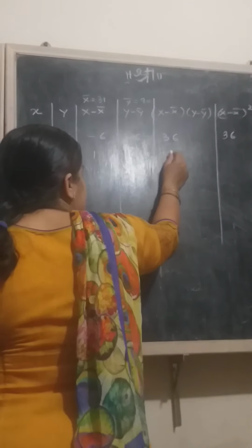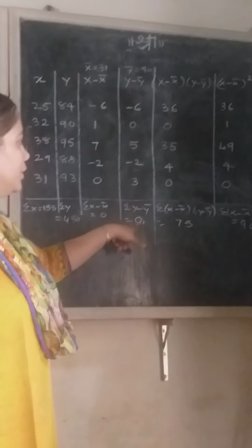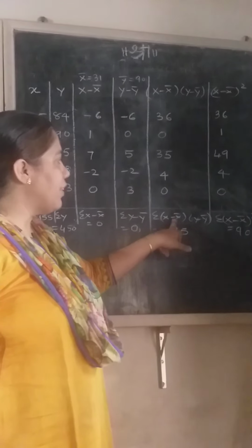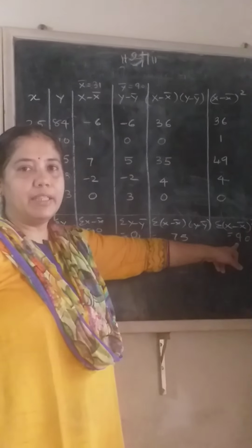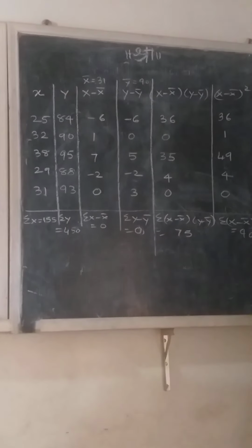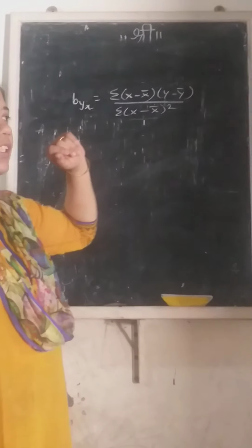Now we have completed this table of the regression coefficient. So as you can see these values, summation x comes out to be 155, summation y 450, the summation of x minus x bar is 0. Similarly, summation y minus y bar comes out to be 0. Multiplication is 75 and the summation of x minus x bar square comes out to be 90. Now you can see the formula that is there. We substitute the values here to find our regression coefficient.